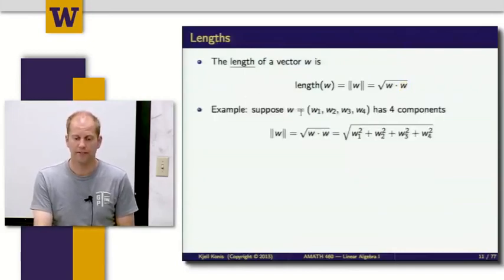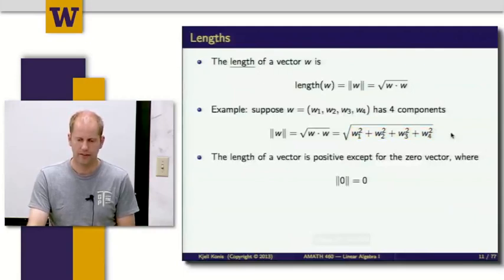So for example, if W was a vector of 4 components, then the length of W is just the dot product of W with itself. That's just going to be the sum of the squared components, and then I'm going to take the square root. And the length of a vector is going to be positive, except for the 0 vector. Remember, the 0 vector was this special vector where every component was equal to 0. The length of 0 will be exactly equal to 0, and any non-zero vector has to have positive length.